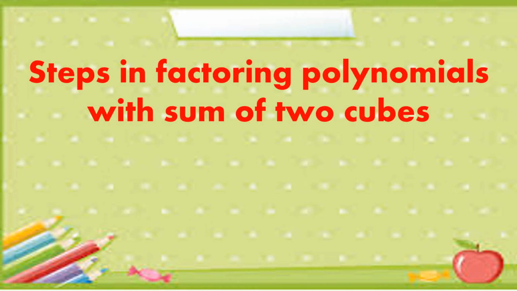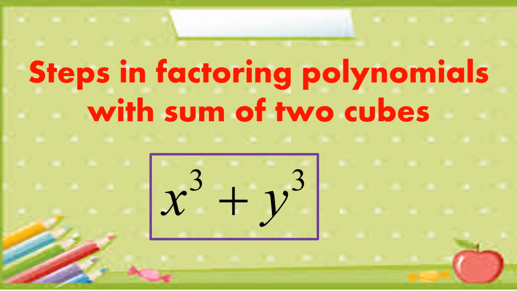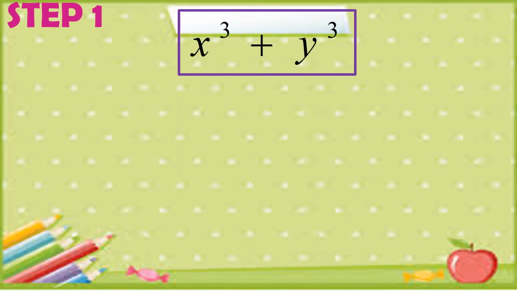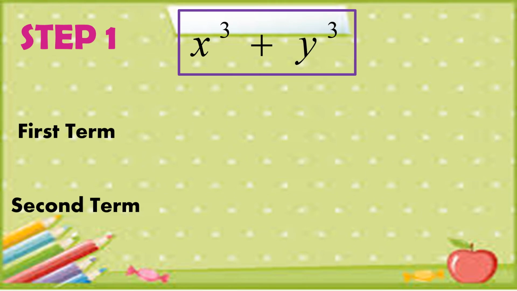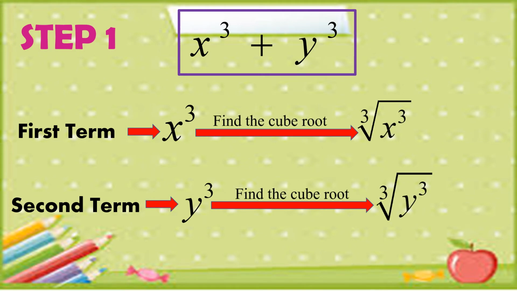Let's have the steps in factoring polynomials with sum of two cubes. For example, we have x cubed plus y cubed. Step 1. Identify the first term and the second term, and find their cube root. So we have the cube root of x cubed and the cube root of y cubed. We have x and y.